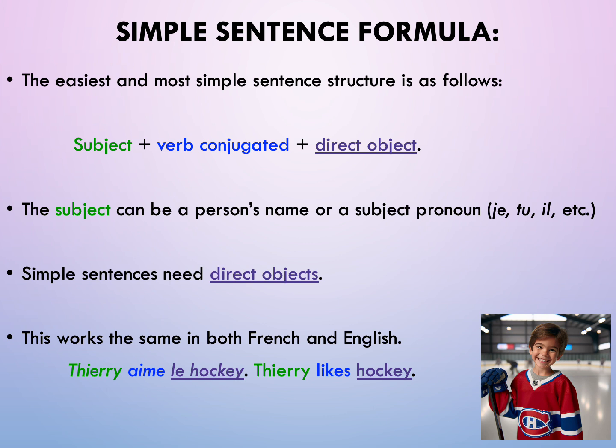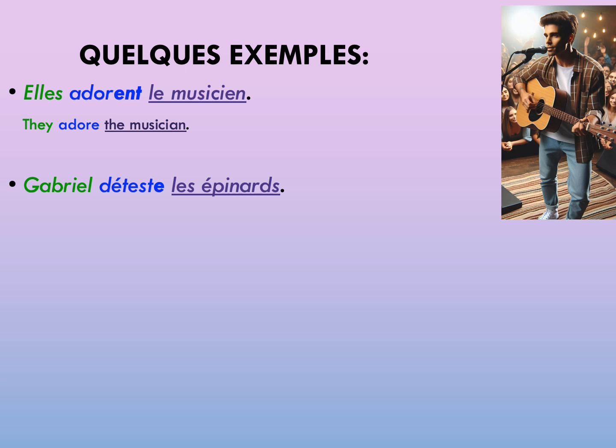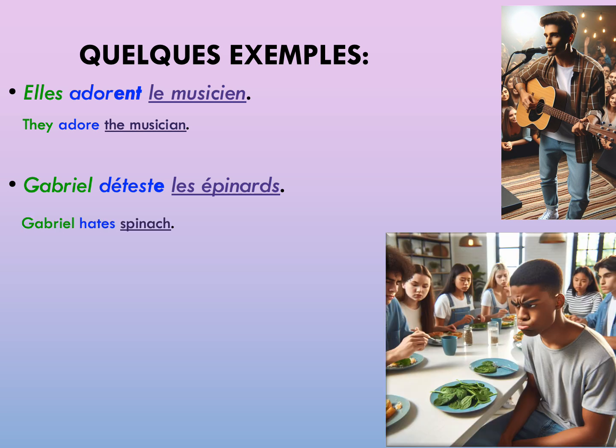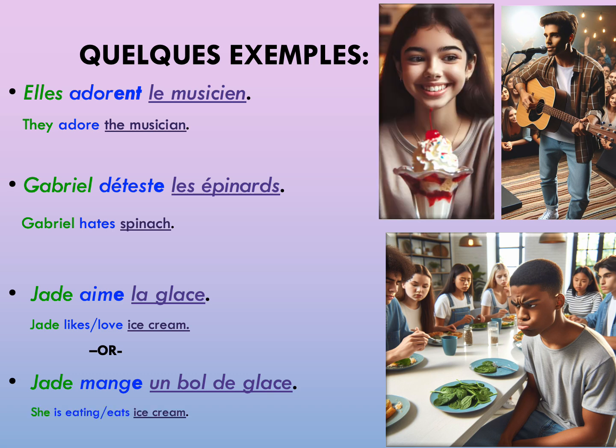Thierry aime le hockey. Thierry likes hockey. Il aime le hockey. He likes hockey. Quelques exemples de plus. Elles adorent le musicien. They adore the musician. Gabriel déteste les épinards. Gabriel hates spinach. Jade aime la glace. Jade likes or loves ice cream, or Jade mange un bol de glace. She eats ice cream.